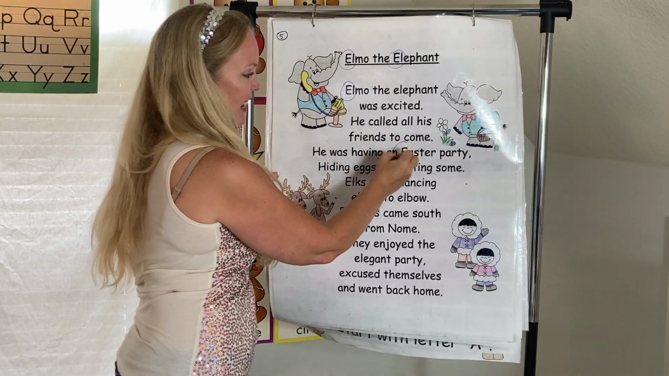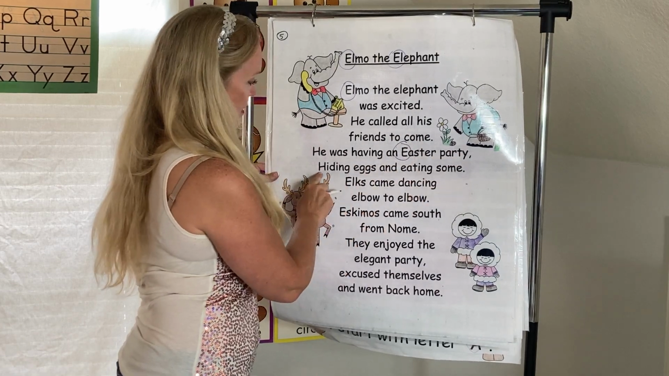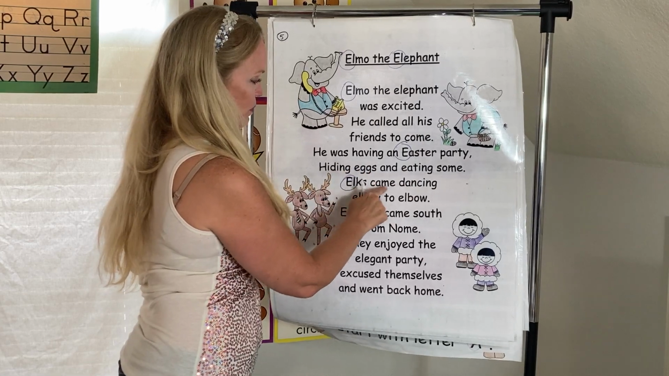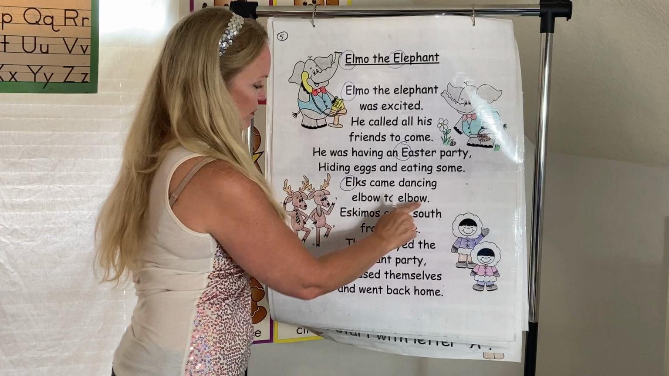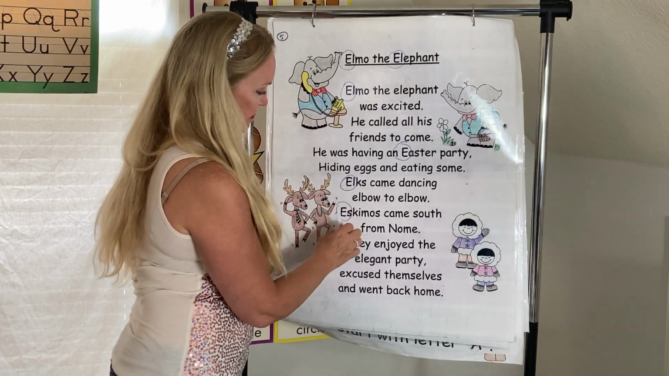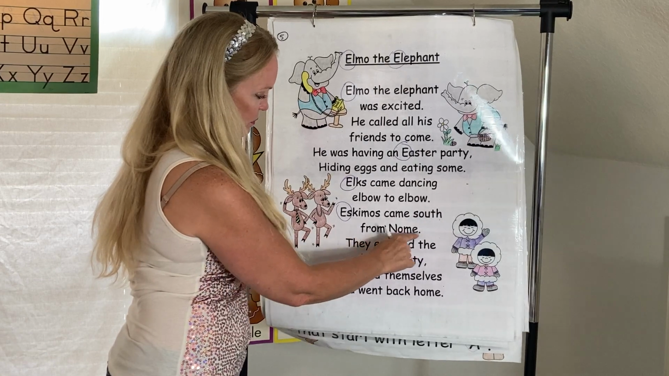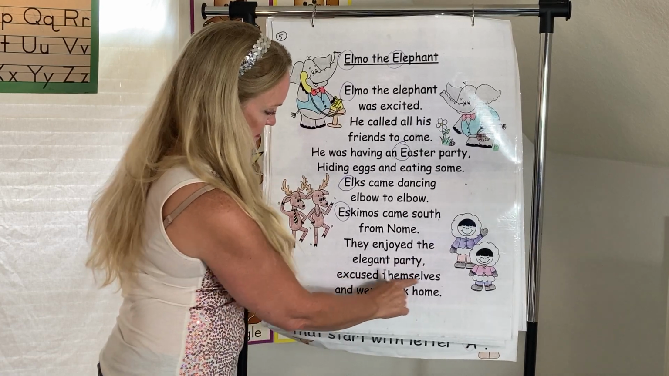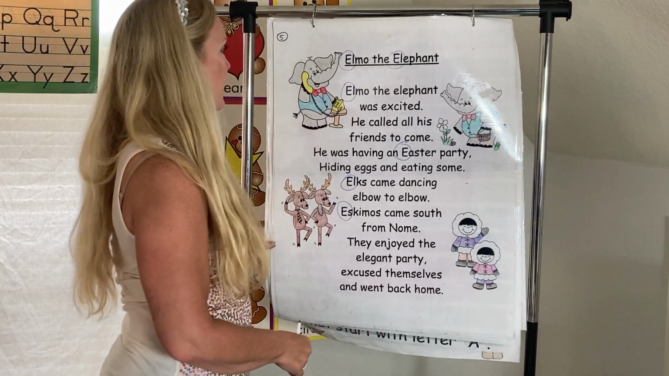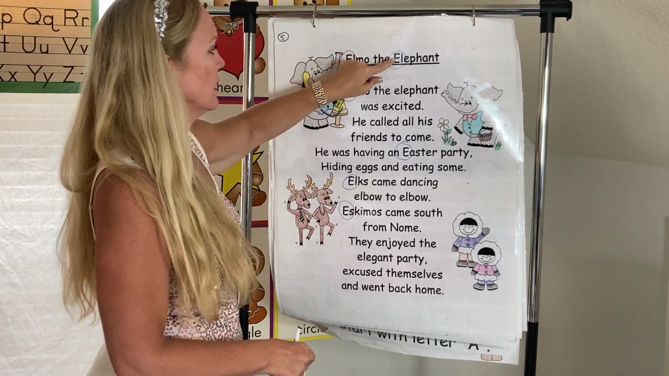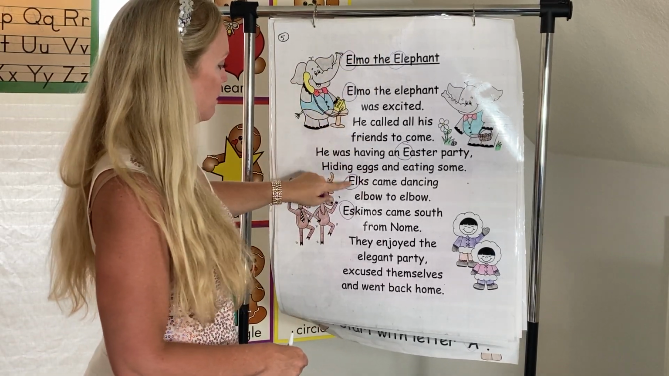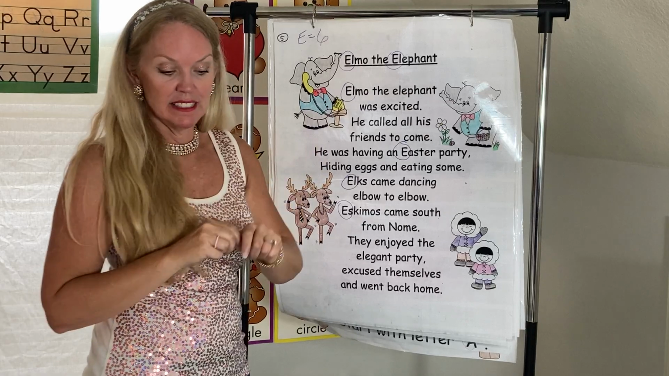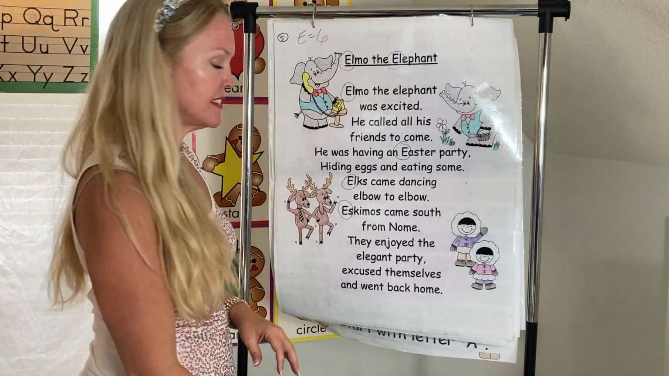I see one. I see another. Oh, I see another. Nope. No more. So how many capital E's do we have? Let's count. 1, 2, 3, 4, 5, 6. 6 capital E's.